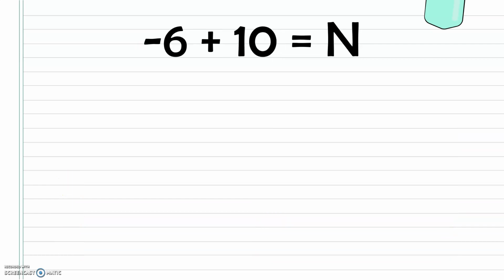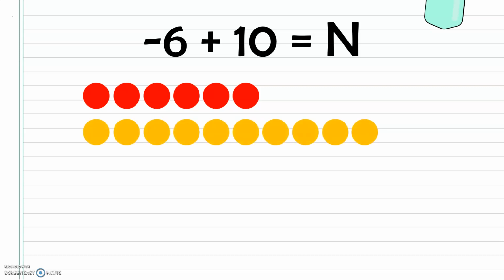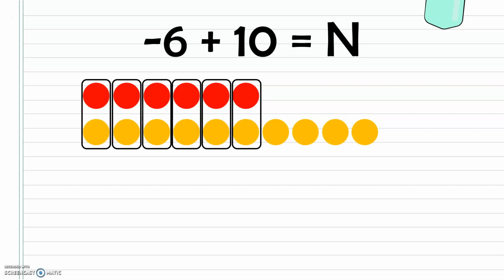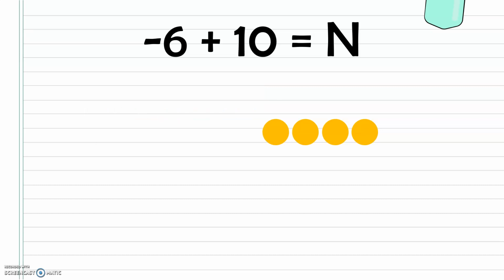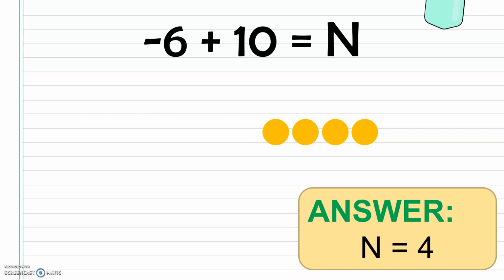Another one, negative 6 plus 10 is equal to n. Negative 6 is represented by 6 red chips. And if you're going to add 10 or positive 10 to it, you'll have 10 yellow chips. And from this given, you'll be able to make 6 pairs of zeros. Therefore, you will be left with 4 yellow chips, which is equal to a positive 4.